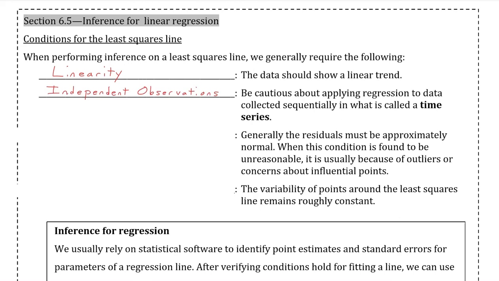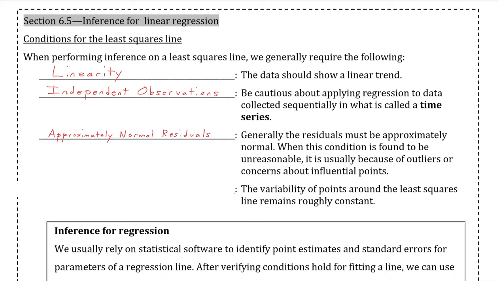Secondly, we want to have independent observations. We really want to make sure that we are cautious about using any data that could be associated with a time series. When we have a time series, data that is collected over a period of time, that usually means that we have these observations that have some other underlying aspect to them. So they're not truly independent.